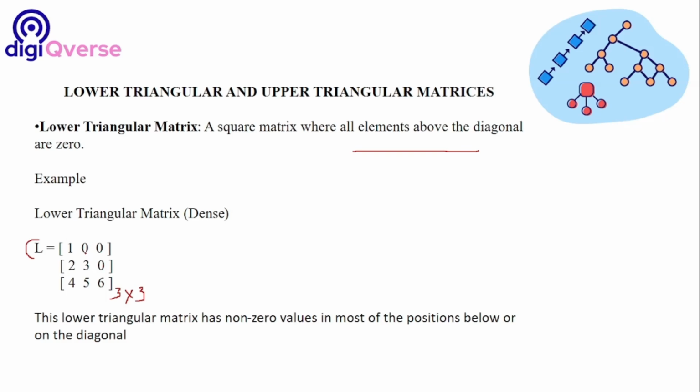Why has this 0 been taken? Because these are our diagonal elements, and above the diagonal all elements must be 0, and below the diagonal all elements must be non-zero, right? So this is my lower triangular matrix and this is my upper triangular matrix. This is my upper triangular matrix and this is my lower triangular matrix, right? So the lower triangular matrix has non-zero values in most of the positions on and below the diagonal. This is the meaning of lower triangular matrices.